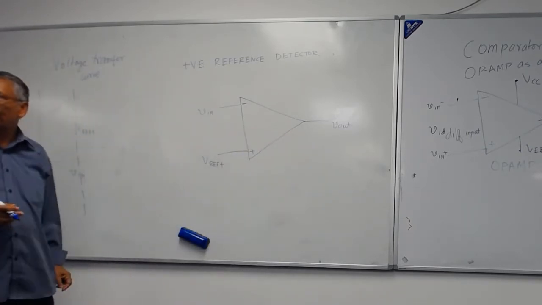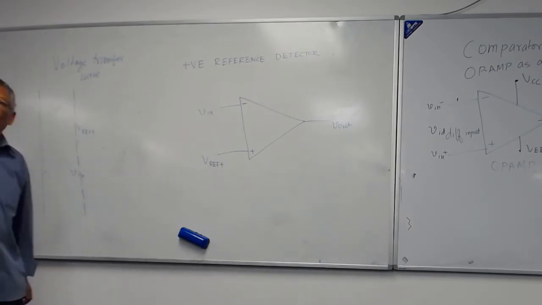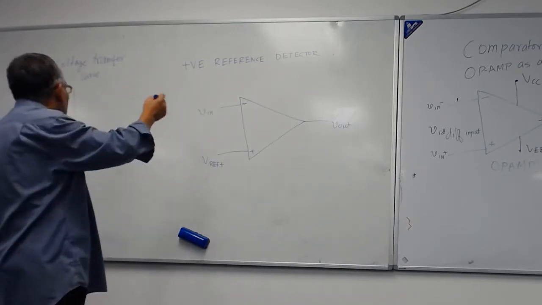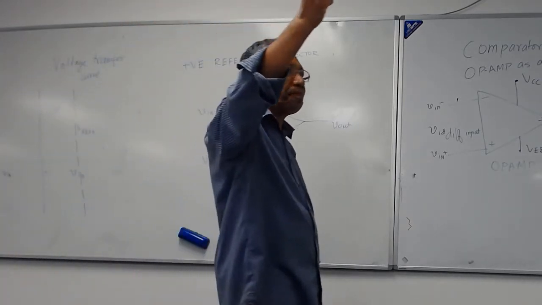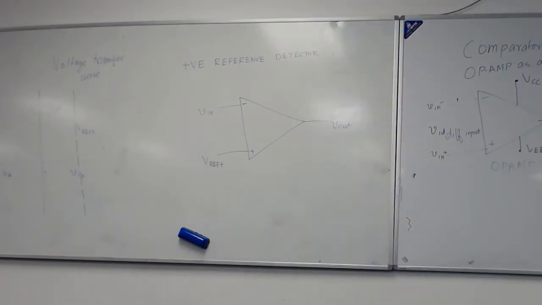So as your input is traveling on this line, from negative to positive, what will happen? Who can draw this one? The voltage transfer curve for this positive reference. Okay, and then we'll take a 10 minutes break. So the faster you can solve it, the faster you'll go to break.